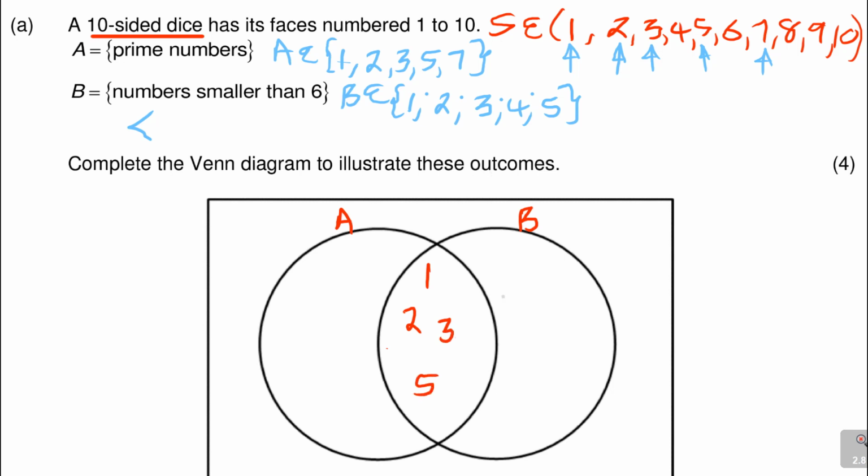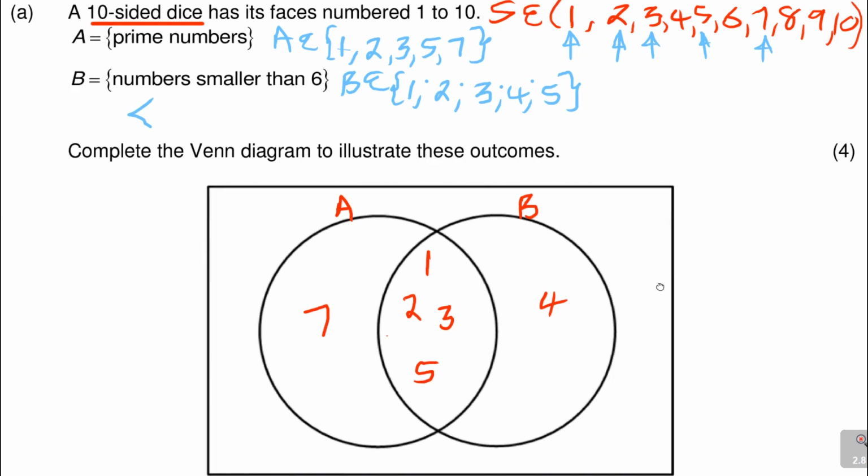Now, what did we leave out in B? We left 4. So we have got 1, 2, 3, 5, but we left 4. See where I'm putting the 4? It is B only. What about A? It is 1, 2, 3, 5, and then there is 7 that was outside of B. For A. Are you seeing that?